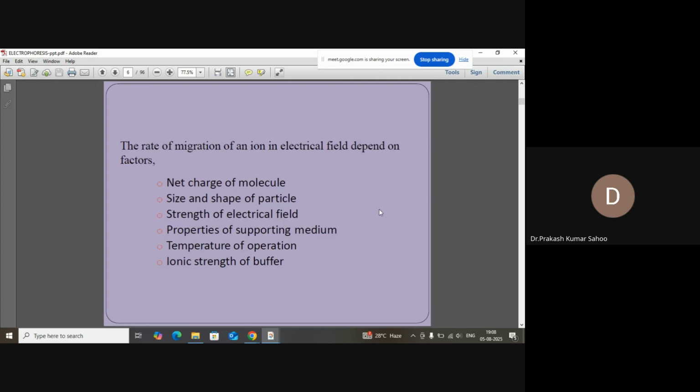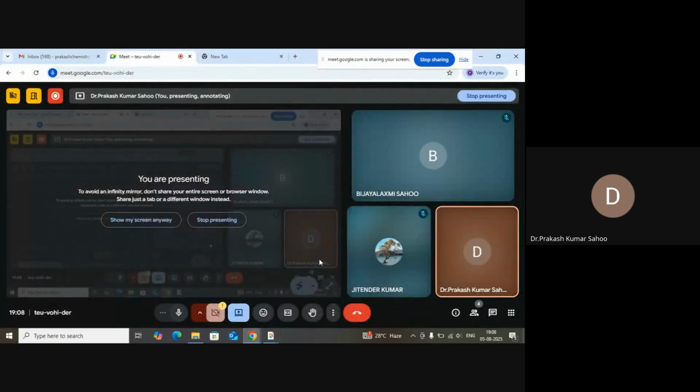And the rate of migration of an ion in an electric field depends on. So, is it visible, students? Tender and Vijayalakshmi? The PowerPoint presentation is visible.